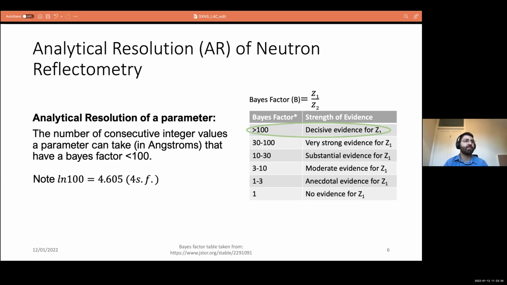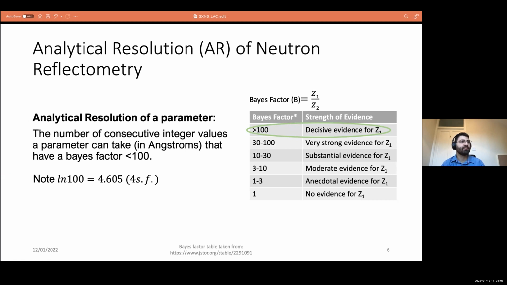So we have the tools to compare different models and parameter values, but we still need a quantitative metric that relates to the ambiguity of our results. So what we came up with is a definition for the analytical resolution of a neutron reflectometry experiment based on Bayesian model selection, which I'm going to adopt for the rest of this talk. The definition we came up with is that the analytical resolution is the number of consecutive integer values a parameter can take that has a Bayes factor below 100.